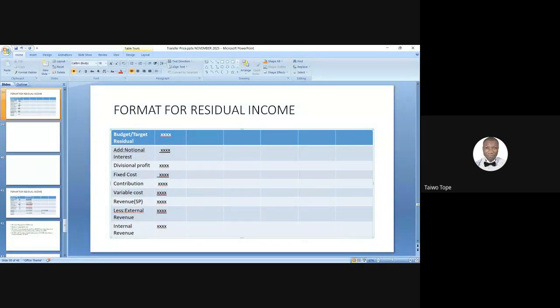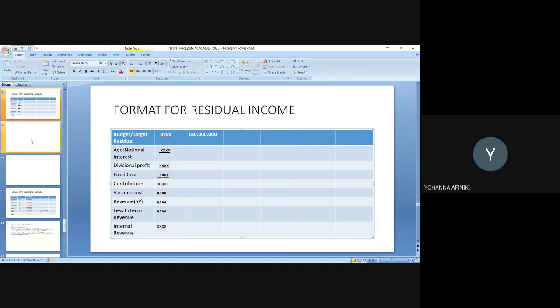Now, based on the question, what is the target residual income? Go to the question and determine that. It's clearly given. That's 180 million. What will be our notional interest? From the question, the notional interest will be what?